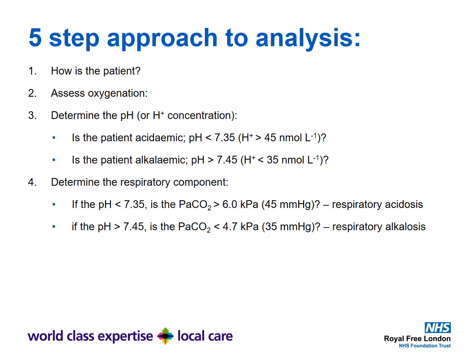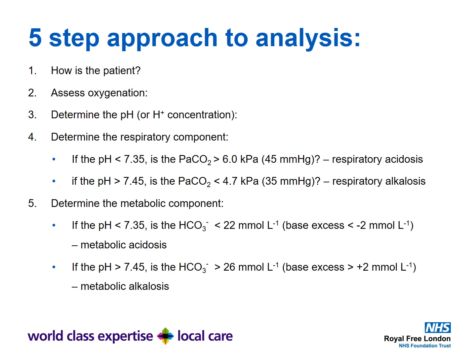You then want to determine the respiratory component. If the pH is less than 7.35 and the PCO2 is elevated above 6, we describe this as a respiratory acidosis. If the pH is above 7.45 and the PaCO2 is less than 4.7, then we describe this as a respiratory alkalosis, and you are going to see clinical scenarios where both of these occur.